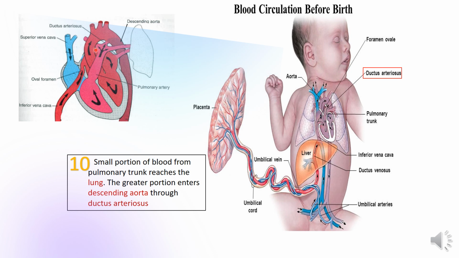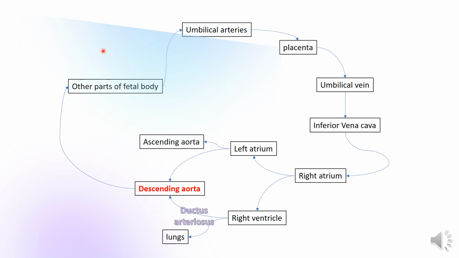One is the ductus venosus, the second is between the right and left atrium, and this is the third shunting, from the pulmonary trunk straight to the descending aorta through the ductus arteriosus. Some of the blood from the right ventricle will shunt into the descending aorta through the ductus arteriosus.